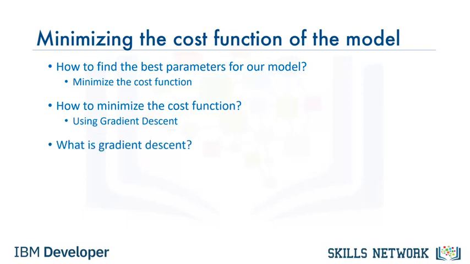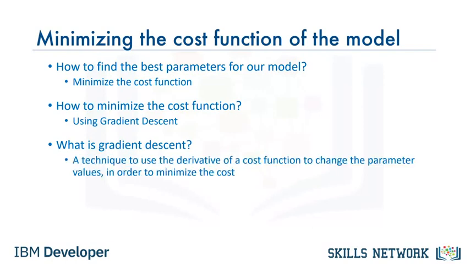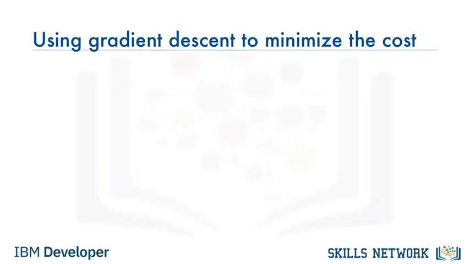The next question is, what is gradient descent? Generally, gradient descent is an iterative approach to finding the minimum of a function. Specifically in our case, gradient descent is a technique to use the derivative of a cost function to change the parameter values, to minimize the cost or error. Let's see how it works. The main objective of gradient descent is to change the parameter values so as to minimize the cost. How can gradient descent do that?